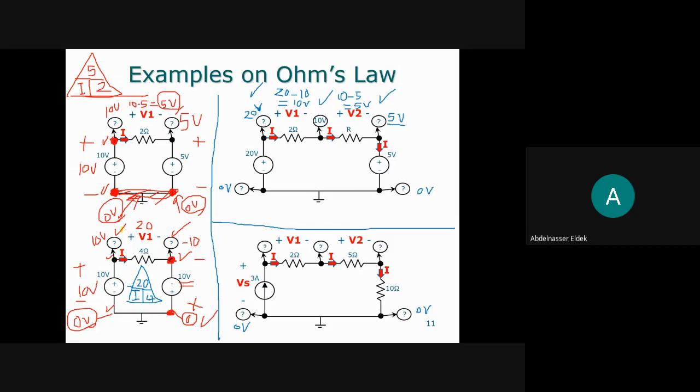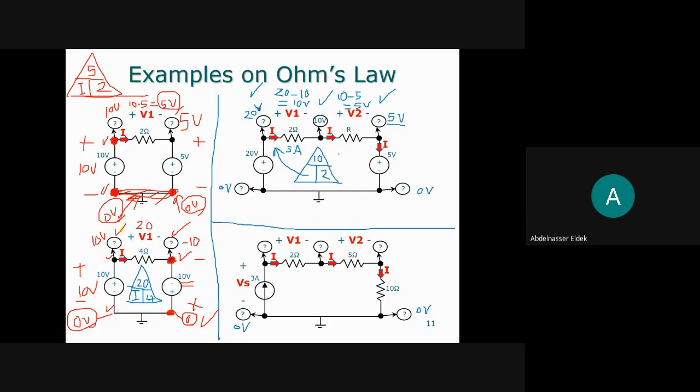Of course, you can calculate I using Ohm's law. But where? Let's see. For example, can I calculate it using 2 ohm? Yes, because I know the voltage. The voltage is 10, and the resistance is 2. Right? Then this makes I equal what? 10 divided by 2. That's 5 ampere.